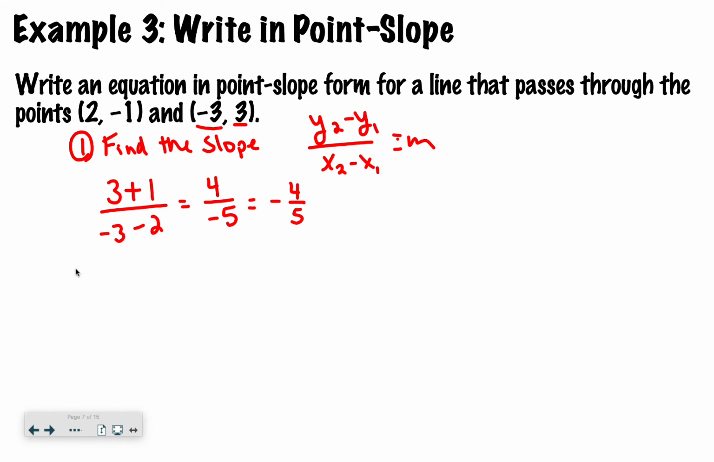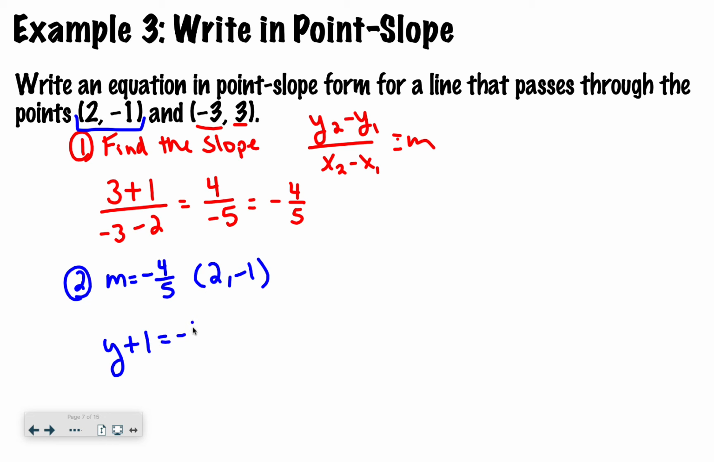My second step is going to be plug it into the formula. So you can have two possible answers here, because I can either use this first point, so I could use my slope of negative 4/5 and the point 2, negative 1. My equation would be y minus a negative 1 becomes y plus 1 equals negative 4/5 parentheses x minus 2.